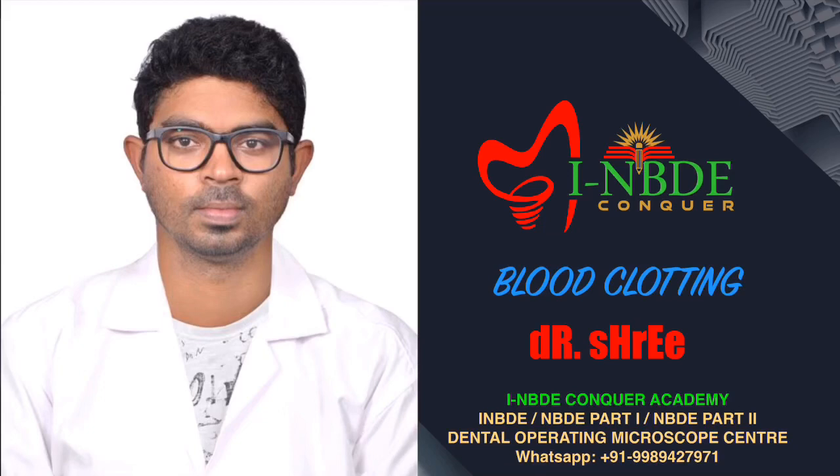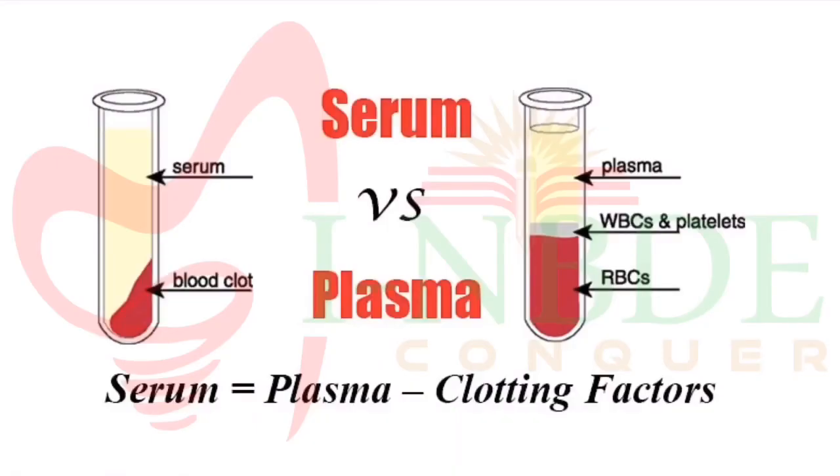Now I'll be talking about one of the important topics in blood, that is blood clotting and the blood disorders. So the first important aspect that you have to make a note of is the difference between the serum and plasma. The difference is: serum is equal to plasma minus the clotting factors.